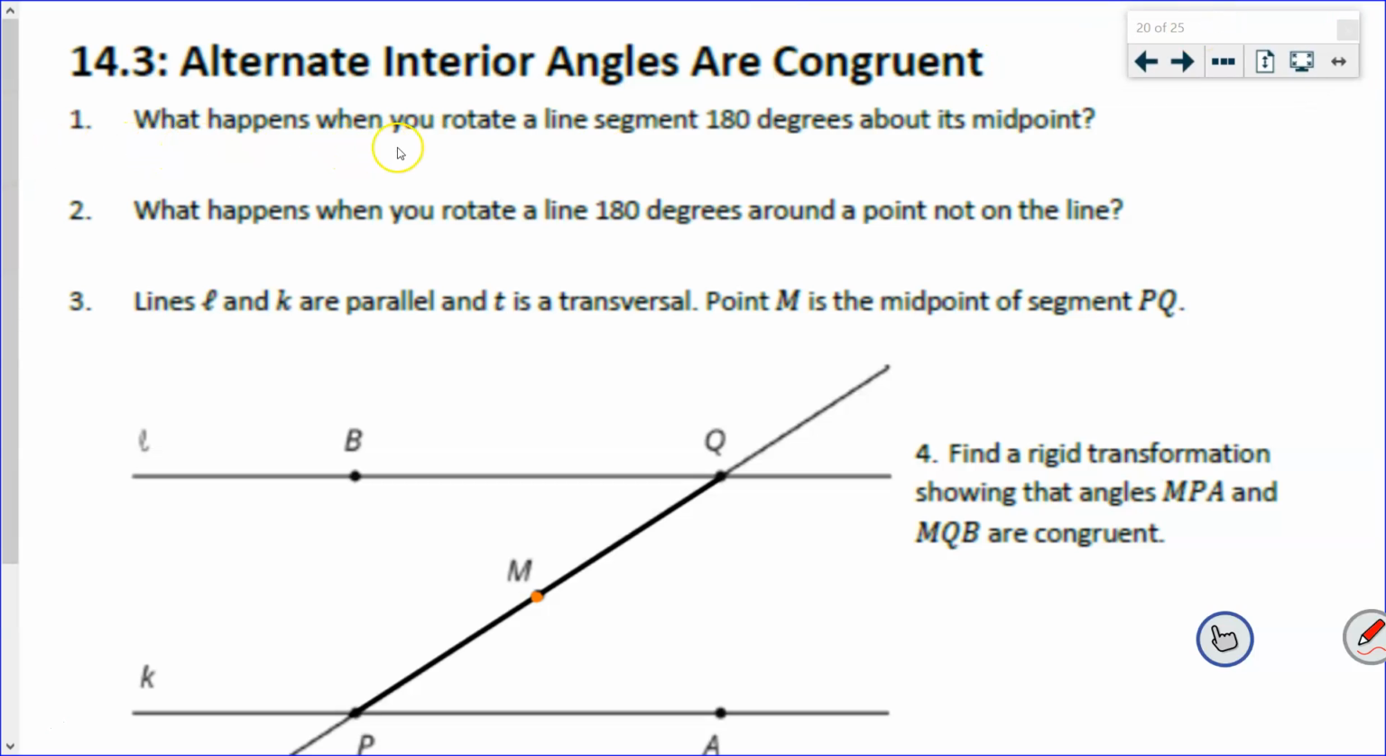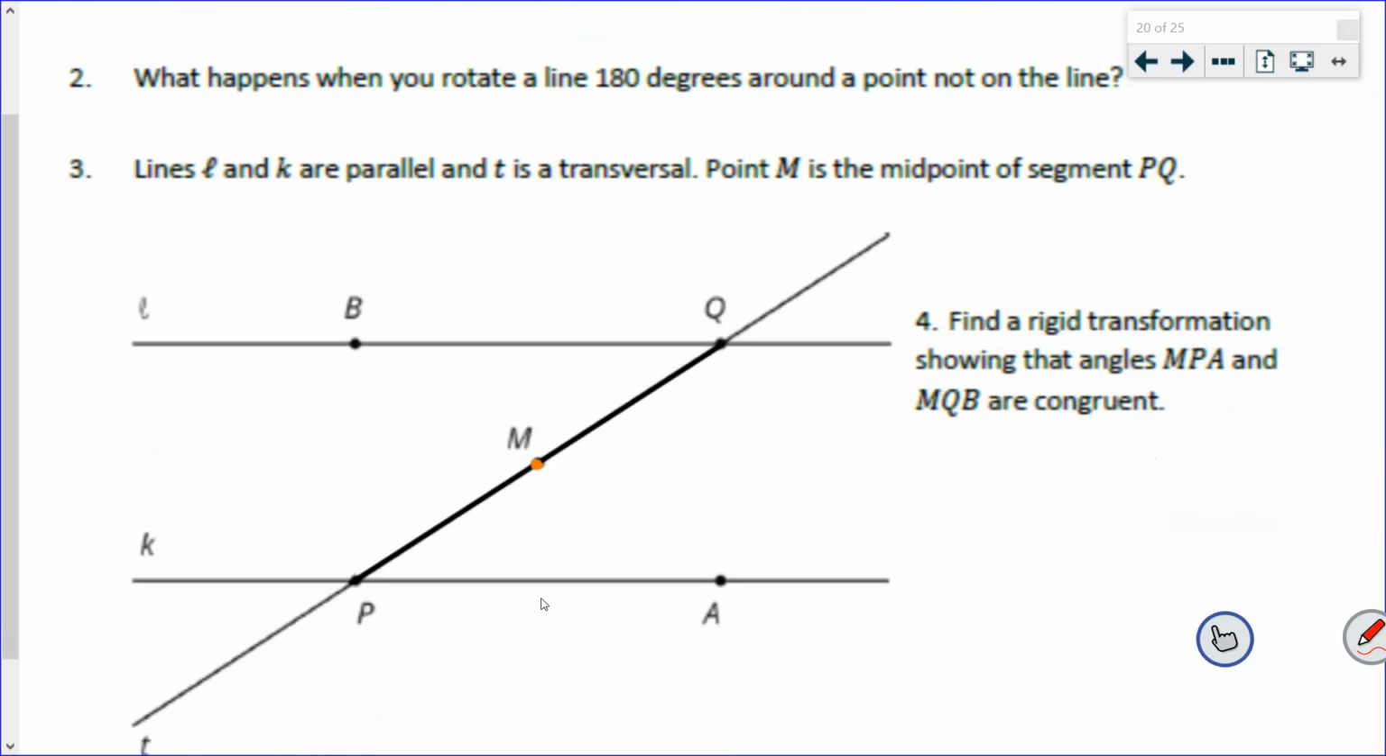So though T is the whole entire line, if I'm just focusing on PQ, I can see that the midpoint here is M. And just using that information, that PQ is a segment and M is the midpoint, I want you to experiment with that tracing paper. What happens when you rotate a line segment 180 degrees about its midpoint? Rotate it 180 degrees and tell me what happens. We are rotating segment PQ 180 degrees around the midpoint. This has been a homework question 2 times, as well as being addressed in class.